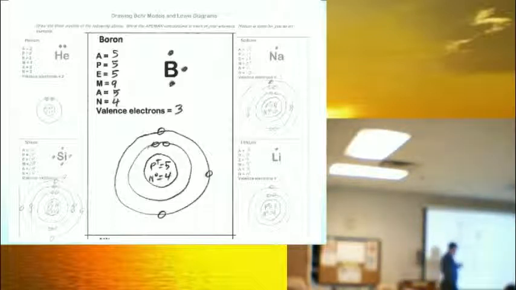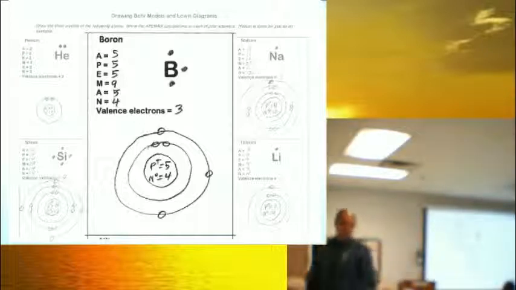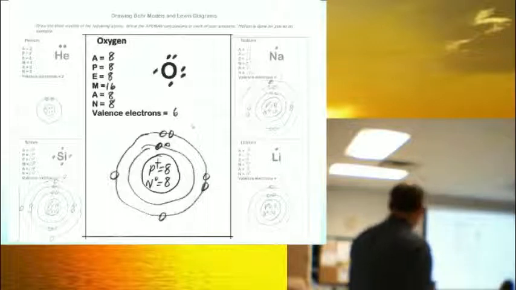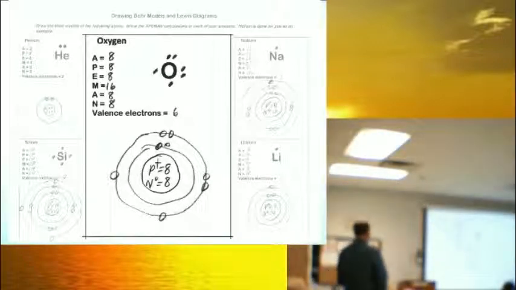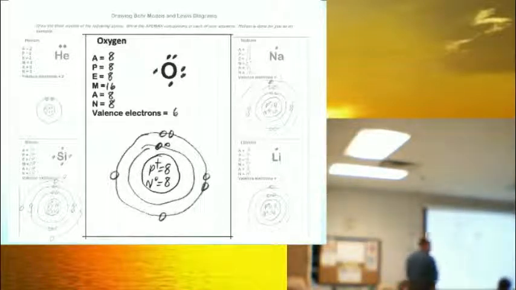And then here was the model. Again, 5 electrons, 2 in the first shell, 3 in the second. Next one. Oxygen. The Bohr model for oxygen: 8 protons, 8 neutrons. The valence electrons are 6. Therefore, the Lewis dot diagram would look like this.